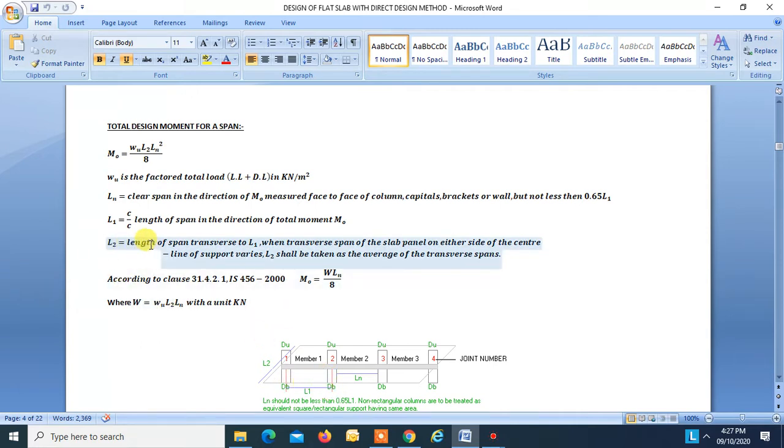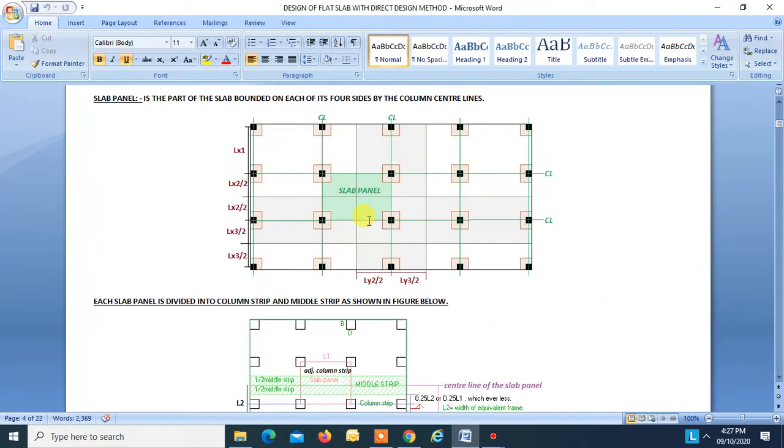L2 is the length of span transverse to L1. This is L1, so this is L2. So L2 is the width of the equivalent frame. When the transverse span of the slab panel on either side of the center line of the support varies, the L2 shall be taken as the average of the transverse spans. Say over here, this is L2 and this is L3. If L2 and L3 are not the same, then you have to take the average of these two to find L2.